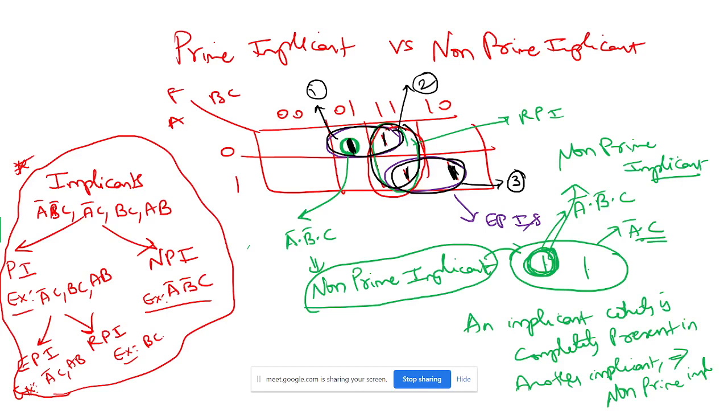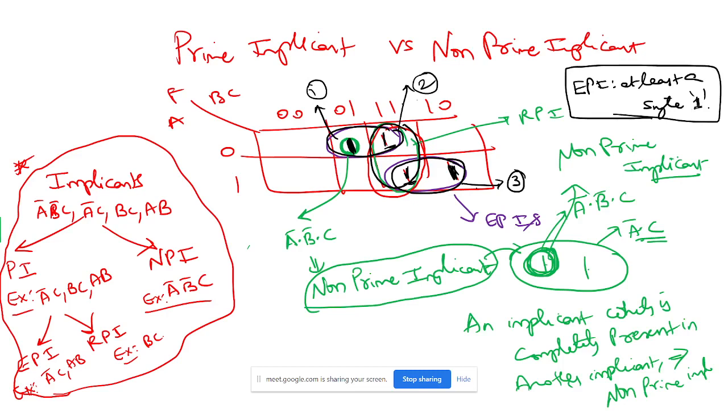Is it clear? 2 doesn't have at least a single one, because this one is present in 1 and 2, this one is present in 2 and 3. So to qualify for EPI, it should have at least a single one which is not present in anything else, or which is present in itself, nowhere else. That is EPI. Obviously, the other one will be an RPI. If it doesn't satisfy, it is RPI.